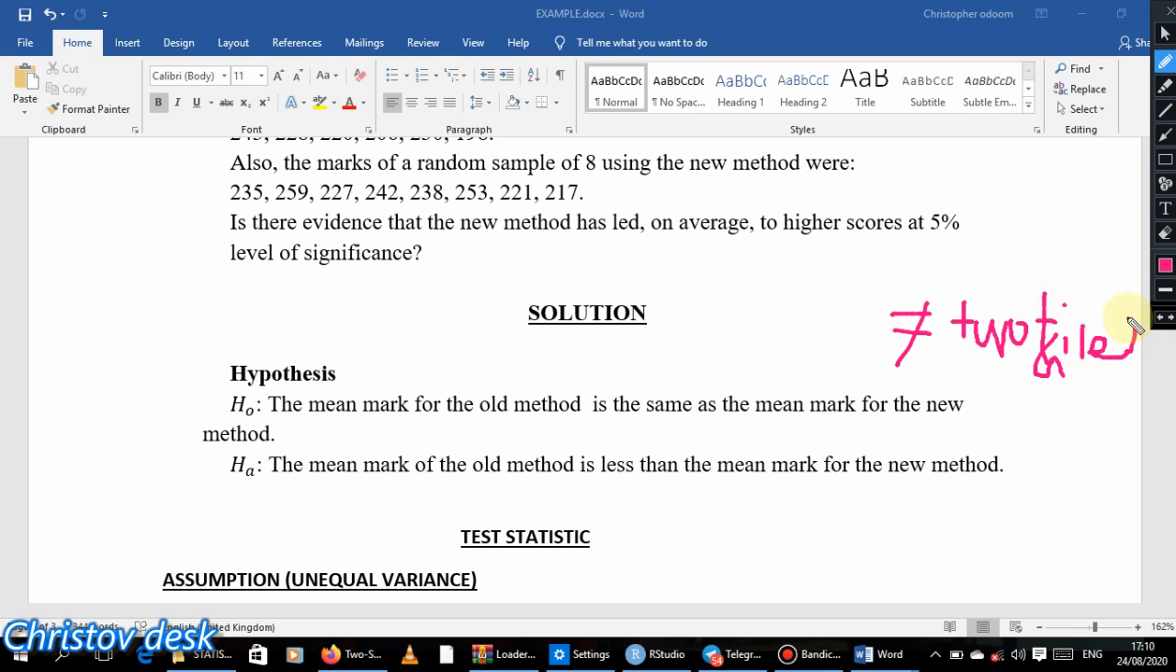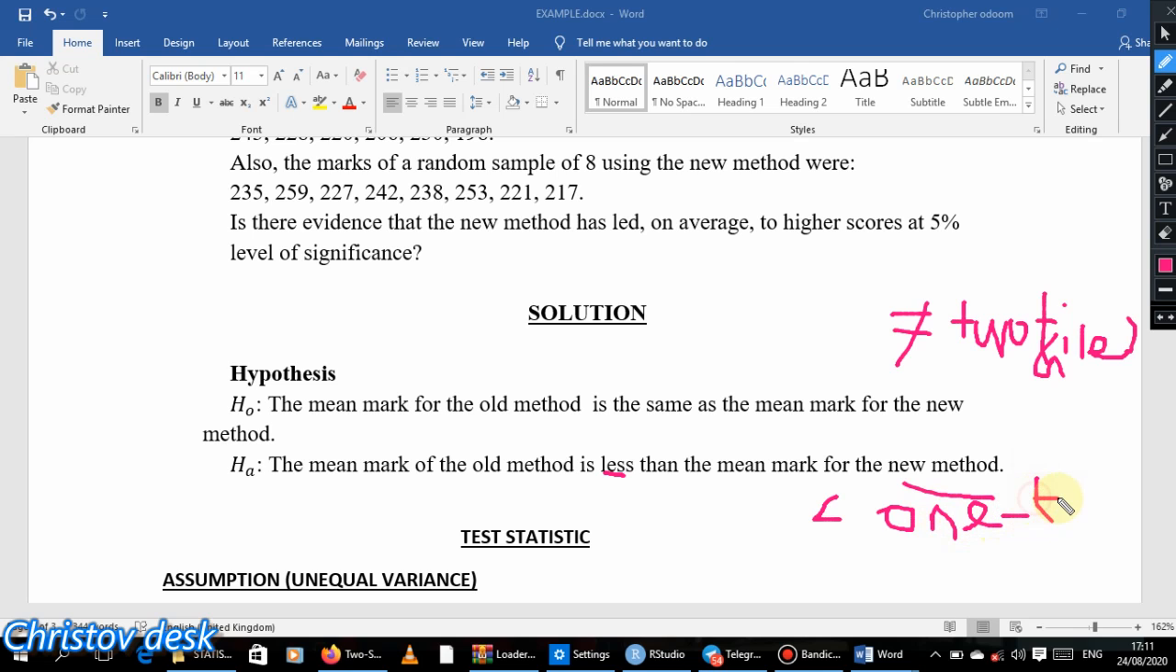But when we begin to show direction, as in our case, there is some direction. Is there evidence that the new method has led, on average, to higher scores? We want to see whether the new method is better than the old method. So we say that the mean mark of the old method is less than the mean mark of the new method. We expect the new method to do better than the old method. So we've shown that direction, we are using less than, isn't it? In that case, this is a one-tailed test.